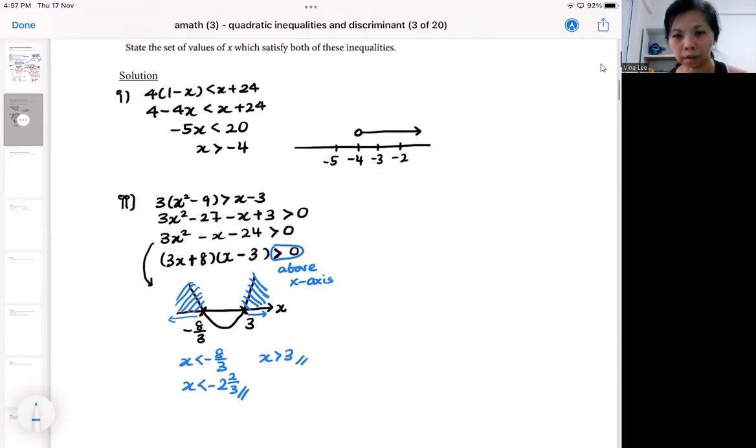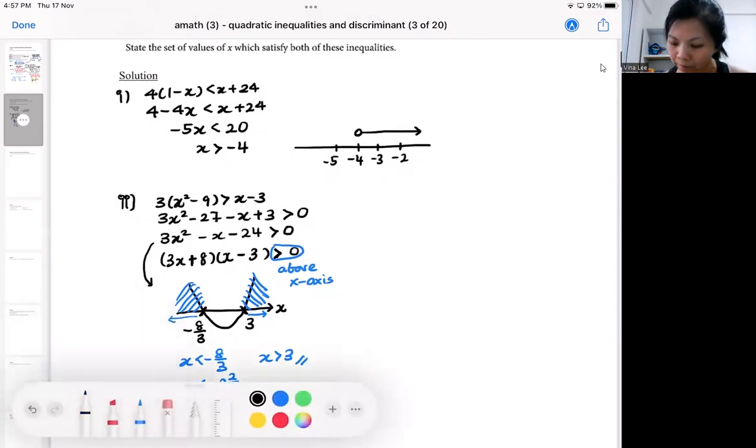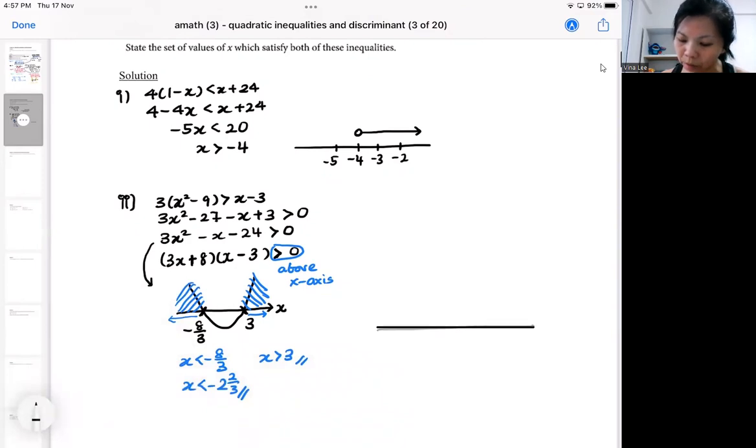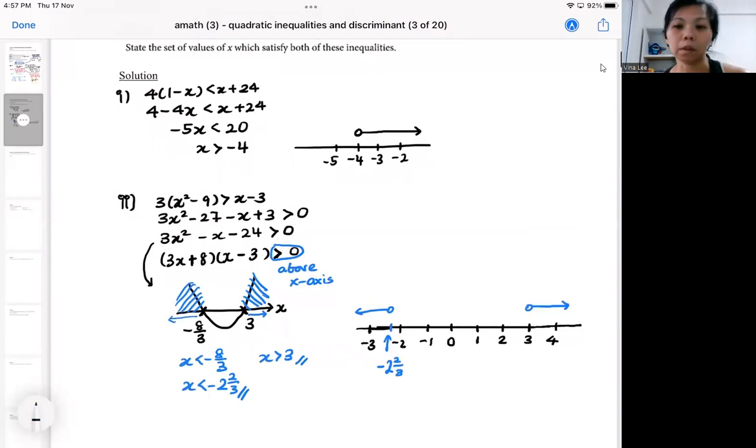If there are two sets of answers, how am I going to present it on a number line? I make sure my number line contains these two numbers. You can be a bit more detailed if you want to. So this is -2 and 2/3, and you are interested in the portion that is less than. And I'm interested in the portion that is greater than 3. You can always jot down more numbers. So that's how we work out the quadratic inequality and represent it on a number line.